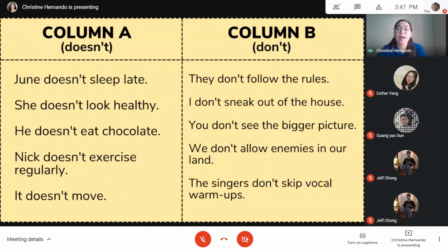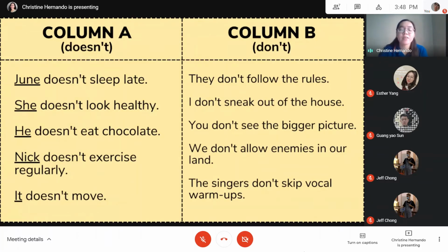So in short, we have singular subjects in the sentences in column A. Isn't that right? We have the singular nouns June and Nick. We also have the third person singular pronouns, she, he, and it. So very good, Isaac. Thank you very much.